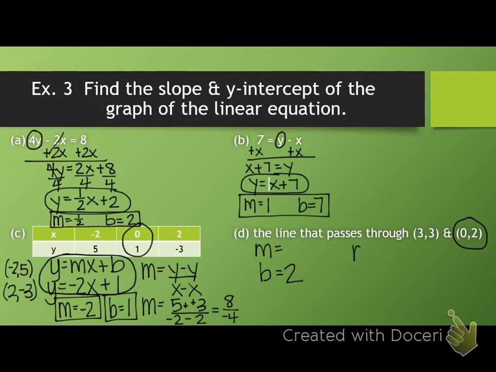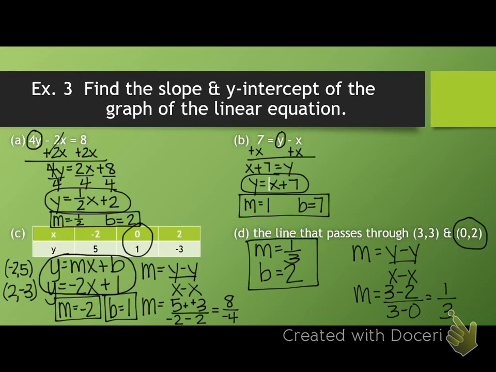Now, we're going to use the formula, m equals y minus y over x minus x. Okay? Michaela, what do you want to do for y minus y? It doesn't matter. You can do whichever y minus y you want. Okay? So, tell me exactly what to write down. M equals 3 minus 2 over 3 minus 0. Good. What is 3 minus 2? 1. And 3 minus 0? 3. So what, everyone, does that make my m equal? 1/3. Box it in, and that is lesson 3.5.